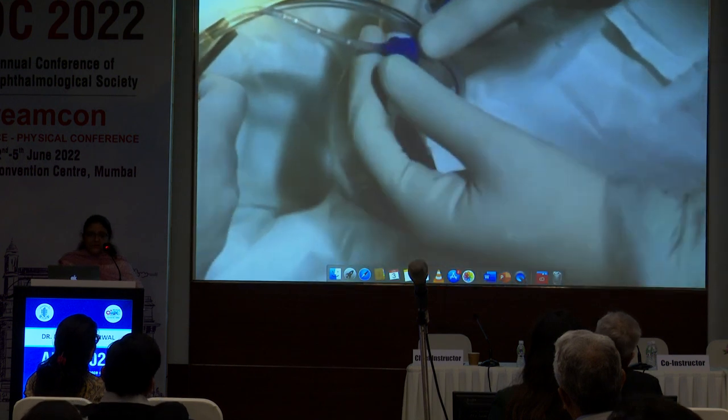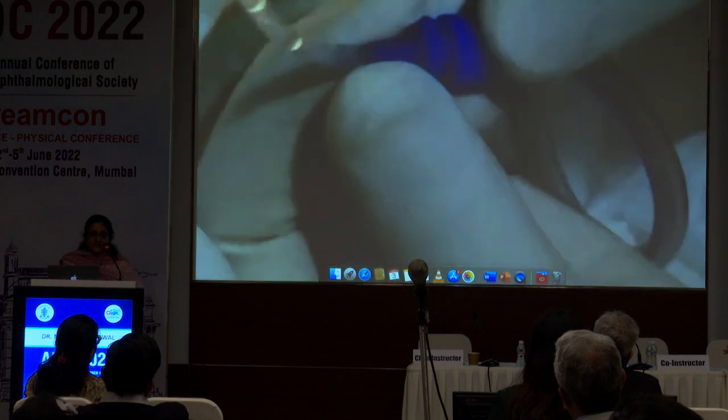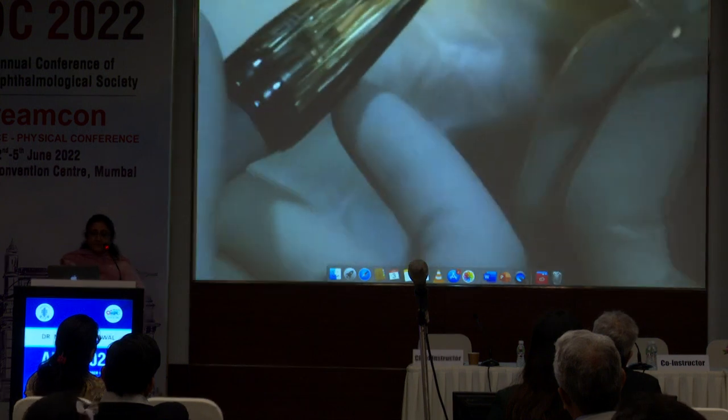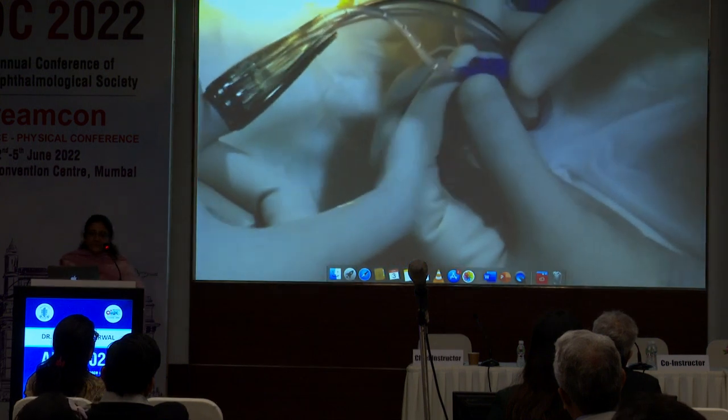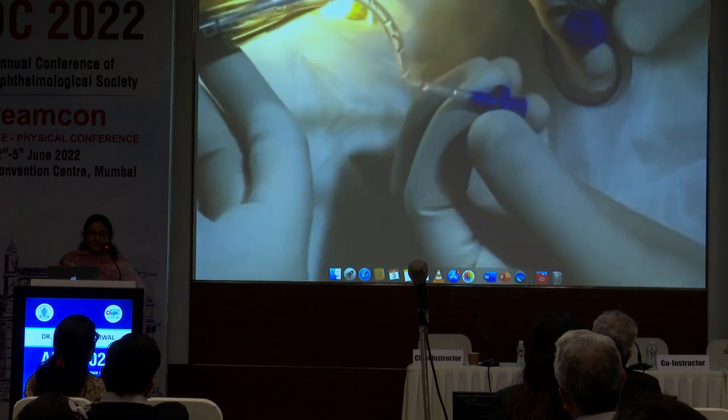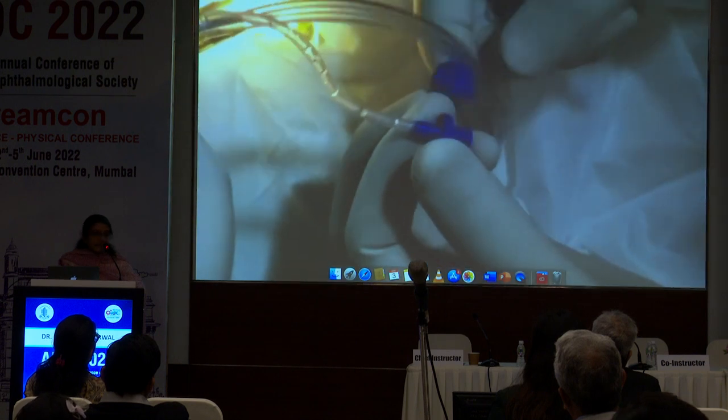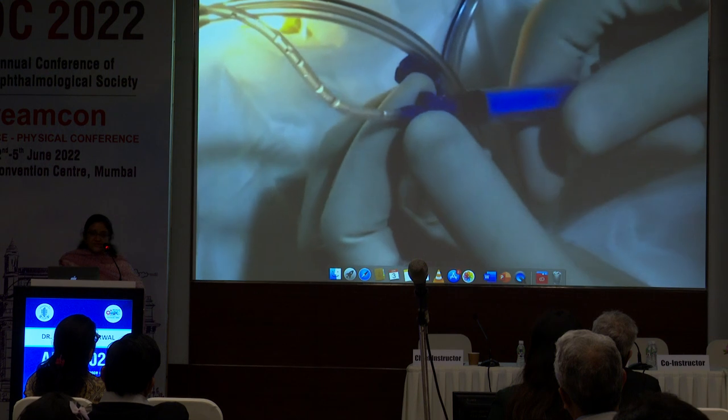So here we have the cutter, we have the aspiration tubing, and we have the cutter tubing. So we basically disconnect from in between where you have the aspiration tubing, and we connect this to a 2cc syringe.